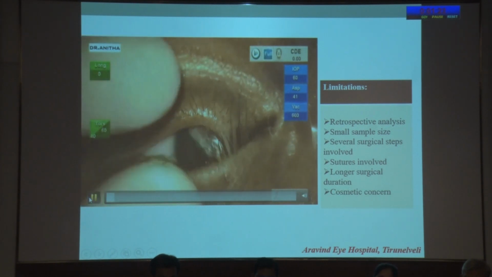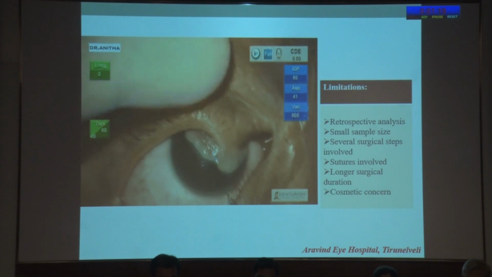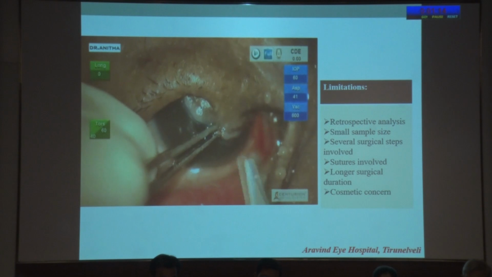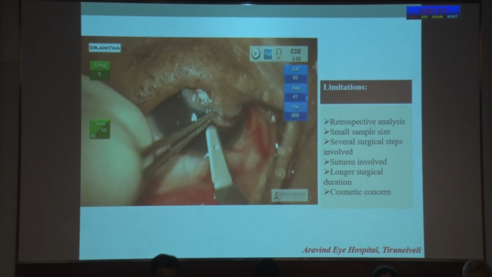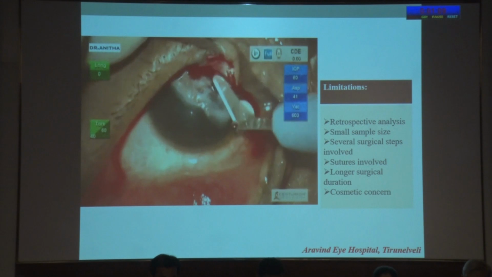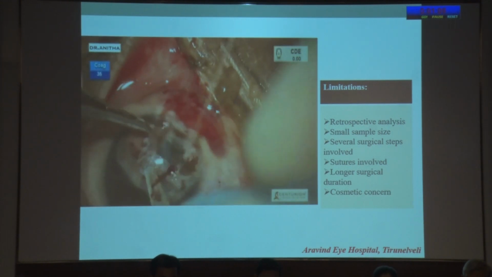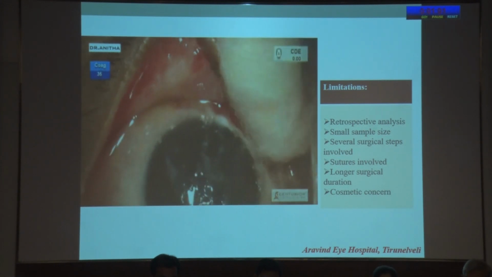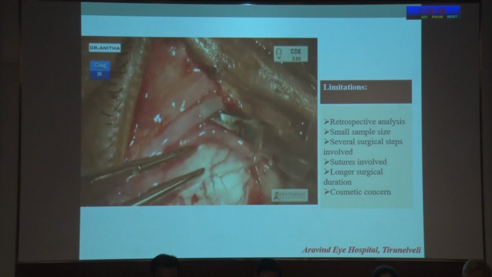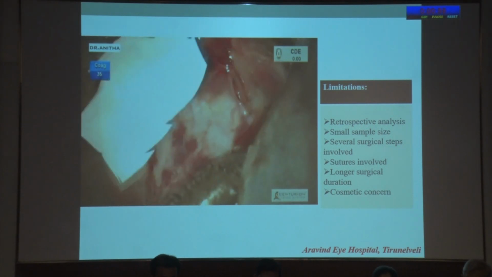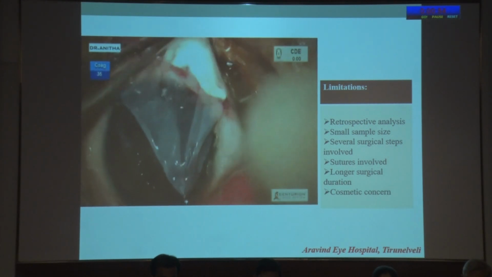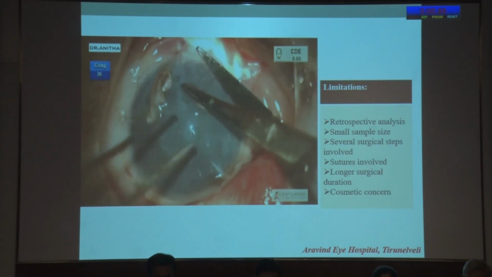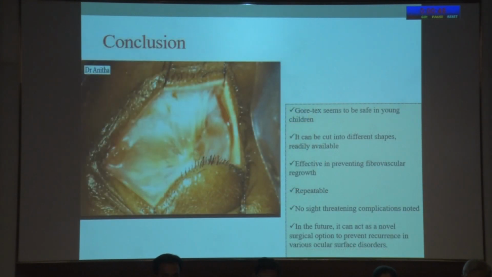Our limitations were that it was a retrospective analysis with a small sample size, and several surgical steps were involved in the procedure, like removal and dissection of the fibrous tissue from the ocular surface, and placing the Gore-Tex, which involves amniotic membrane, and it has to be sandwiched between the two amniotic surfaces. It can't be glued to the ocular surface. That was a disadvantage. It has to be sutured with 10-0 nylon sutures to the ocular surface, a little longer surgical time was also required, and cosmetic concern was noted in a few patients.